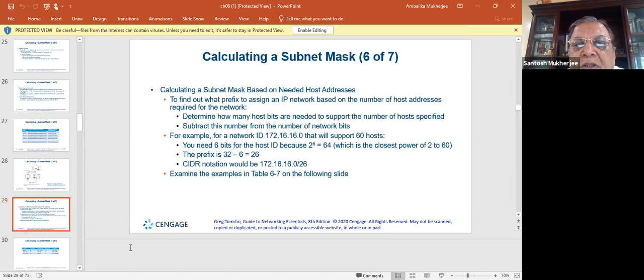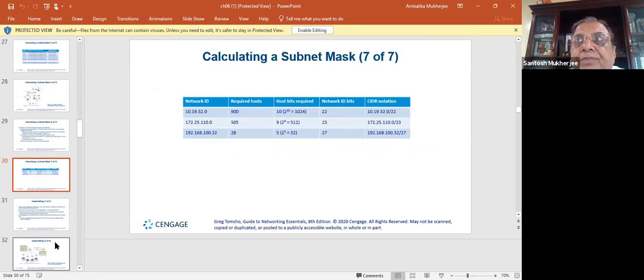The prefix is 32 minus 6, which is equal to 26. CIDR notation would be 172.16.16.0/26. So this is the CIDR notation. Network ID, required hosts, host bits required, network ID bits, CIDR notation.